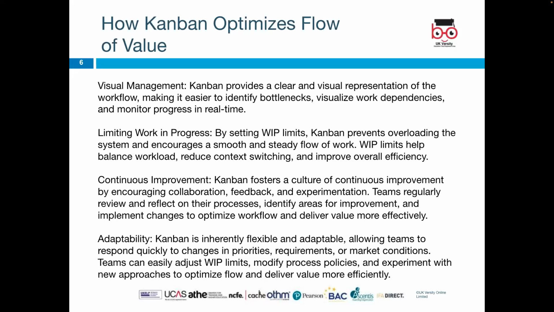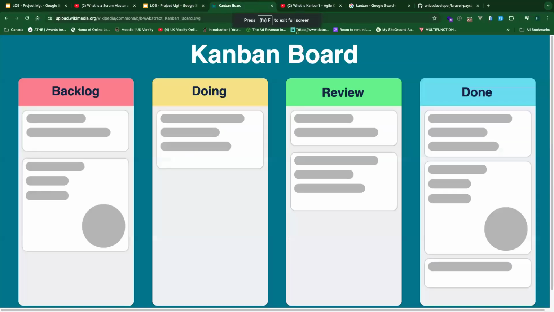Continuous improvement. Kanban fosters a culture of continuous improvement by encouraging collaboration, feedback, and experimentation. Teams regularly review and reflect on their process, identify areas of improvement, and implement changes to optimize workflow and deliver value more efficiently.